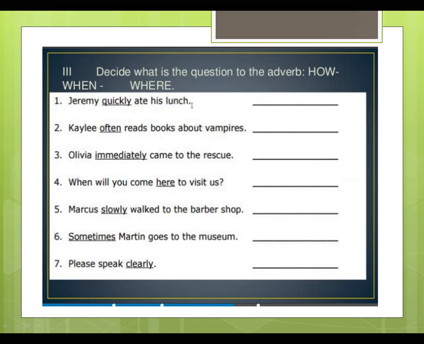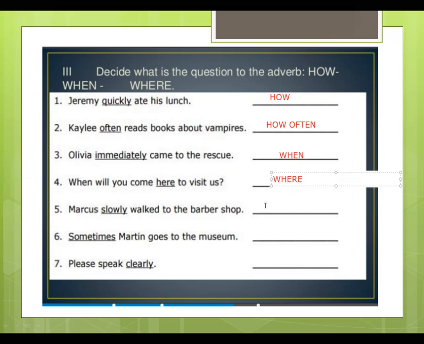Jeremy quickly ate his lunch. How did Jeremy eat? He ate it quickly. Kylie often reads about vampires. How often? She reads about vampires often. Olivia immediately, when did Olivia come? She came immediately. So it's saying when. Next, when will you come here to visit us? Where? Here.